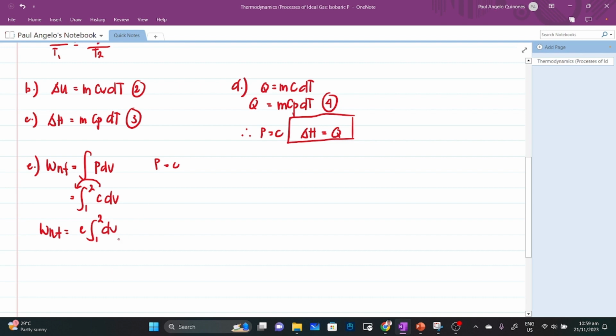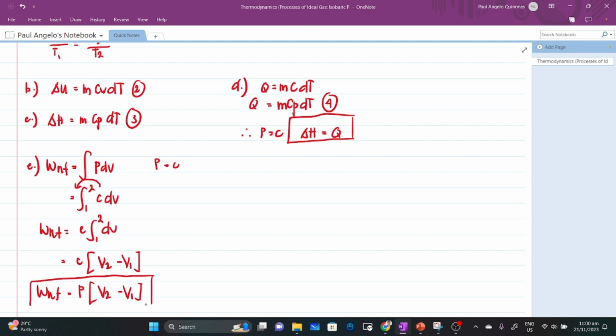Then, what is the integral of dV from point 1 to point 2? Let's expand that. We will have C multiplied by V2 minus V1. This is not yet our final equation because we've said that C is equal to P. So this C right here, let's substitute with P. So that is P times (V2 minus V1). This is our non-flow work equation for letter E. So that is equation number 5.